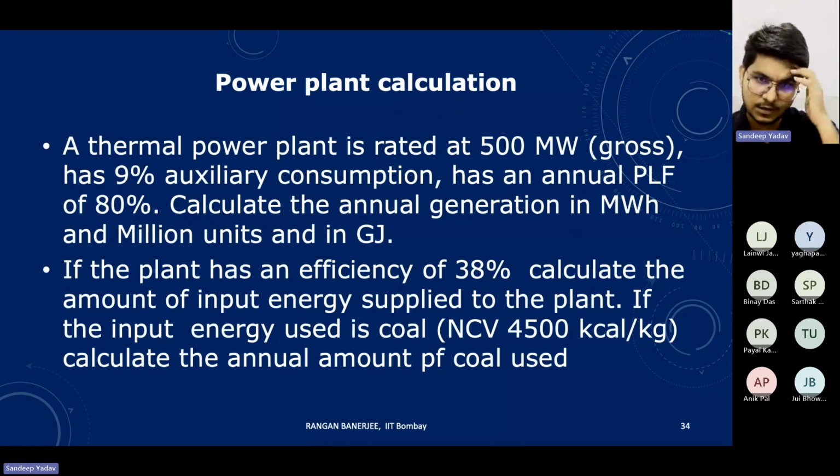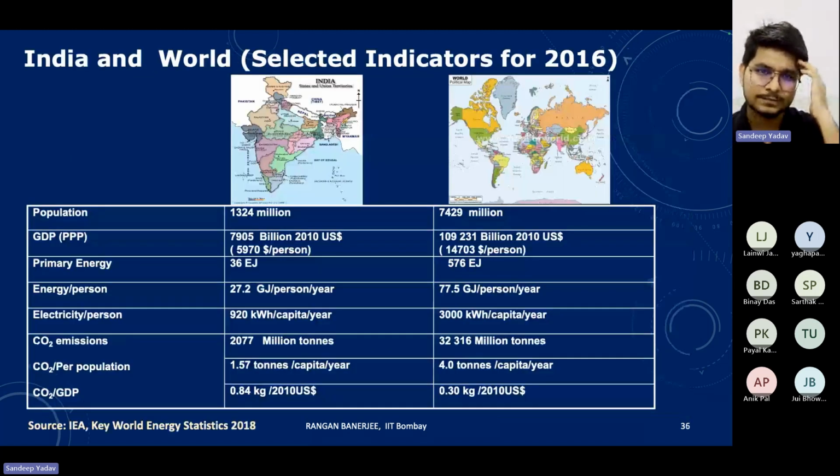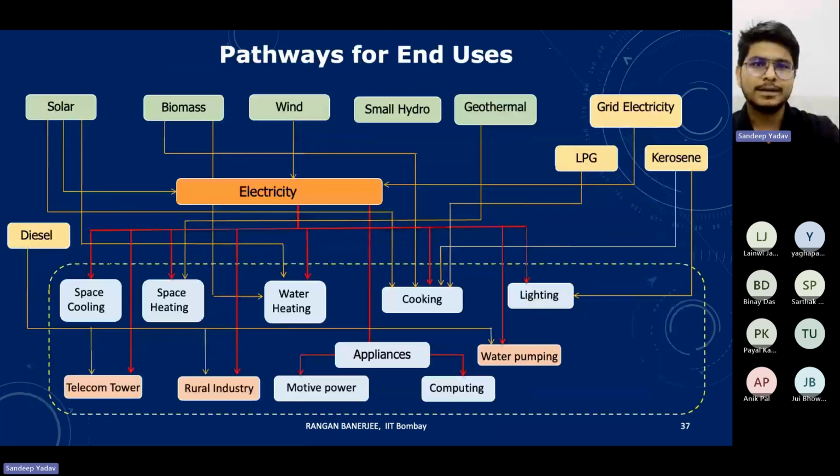Now, this example is already explained, so I will not go through that. Now, these are the pathways for the end users. If you want to see any kind of energy like solar, biomass, wind, small hydro, geothermal, most of them are generating electricity, and we want to use it in different applications like space cooling, space heating, water heating, cooking, lighting, and what are the end uses of energy that we are getting. This graph shows all of them simultaneously.